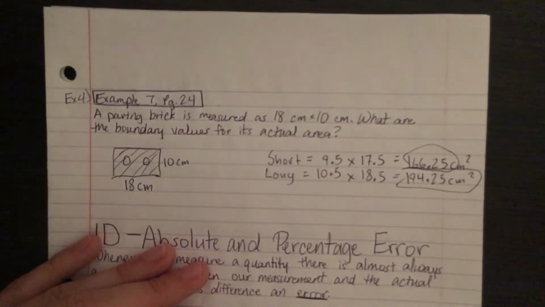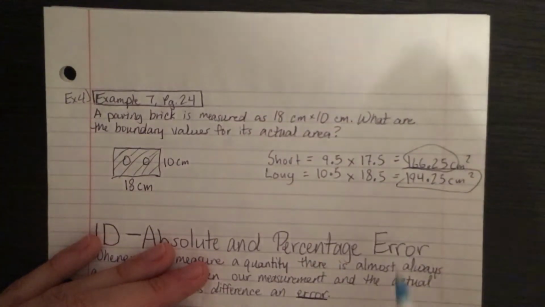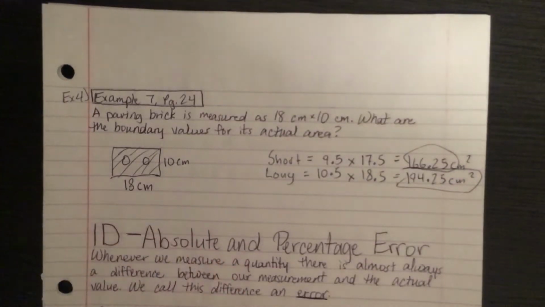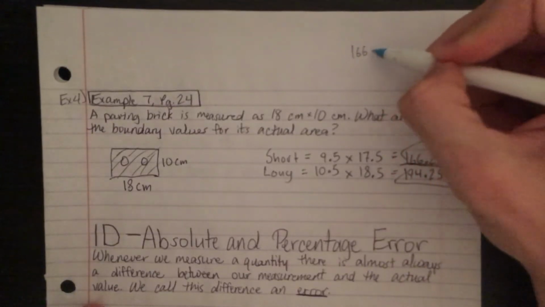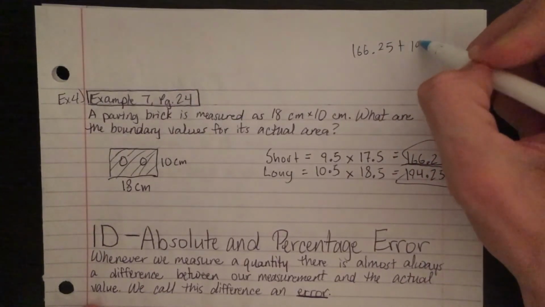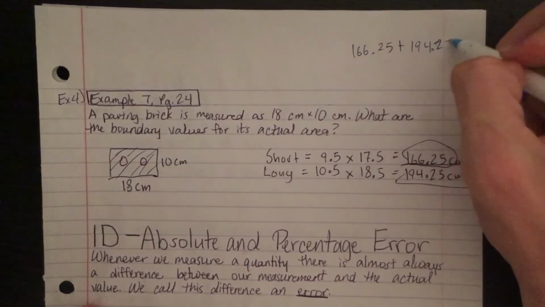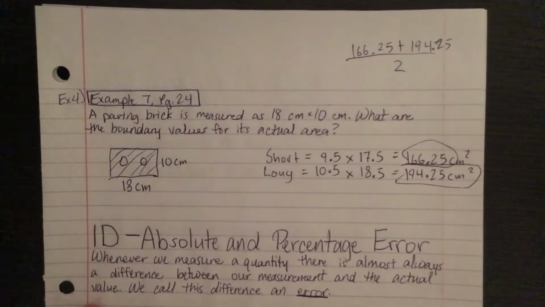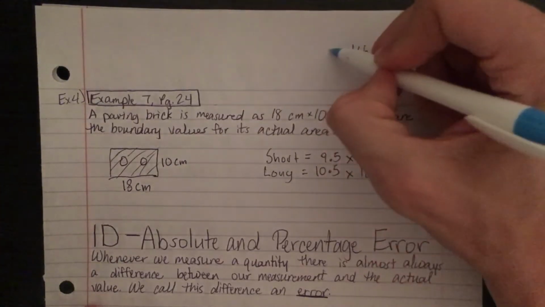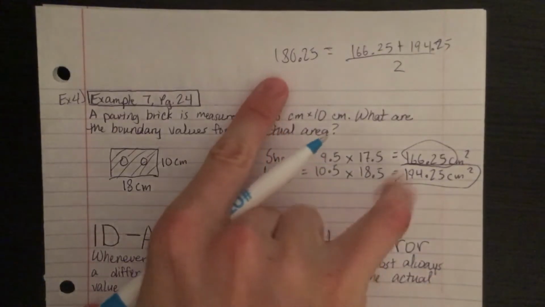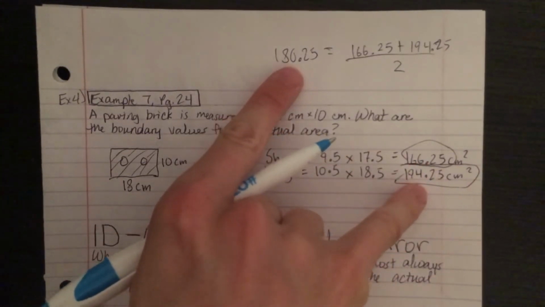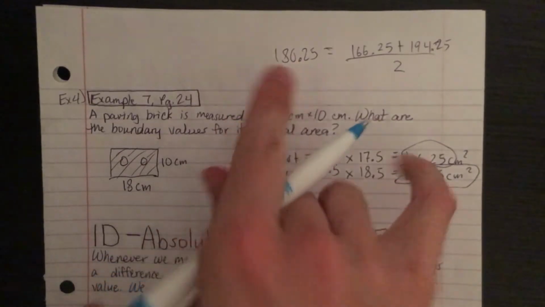Now, with this area here, to get our middle boundary, what we're adding or subtracting to, we could say that the area is between this or this, but if we want to put it more concisely, we need to find the middle point of these two numbers. So I'm going to add these two things together and divide by 2. That's going to give me 180.25. And then I'm going to look at both of these and say, what would I add to 180.25 to get 194.25?